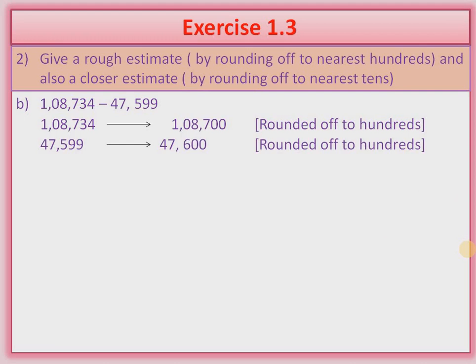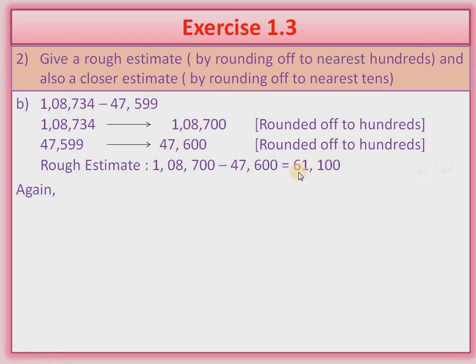Then we will subtract this number. Okay, already you know very well. If you subtract these two numbers, you will get the answer 61,100 only. Now we are going to find out the closer estimate. Again we are going to take 1,08,734, because we are going to round off to the nearest 10. It means we will make a line at only the last one digit. Okay, so we made a line. So first we will write a 0 instead of 4 only. Understood what I am telling you, beta?